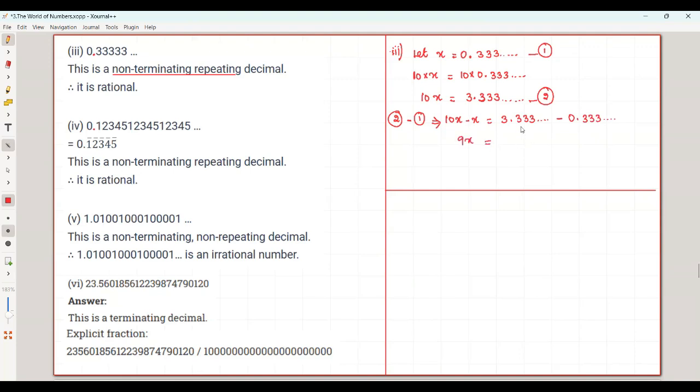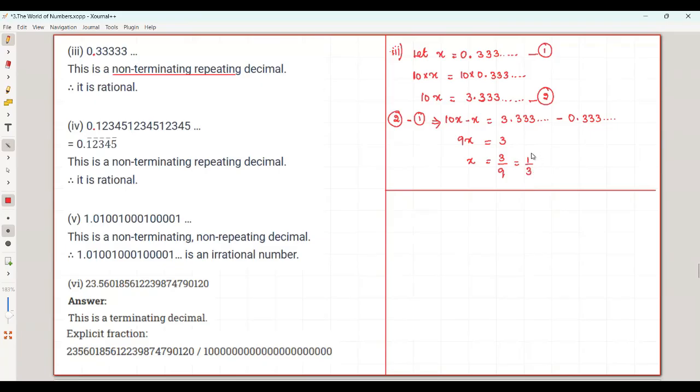9x is equal to, now, 3.333 minus 0.333. After the decimal point, the 333 will become 0. 3 minus 0 is 3. If you are subtracting this minus this, you will be getting 3. Now x is equal to 3 divided by 9. So 3 by 9 is 1 by 3. So x is equal to 1 by 3, right?